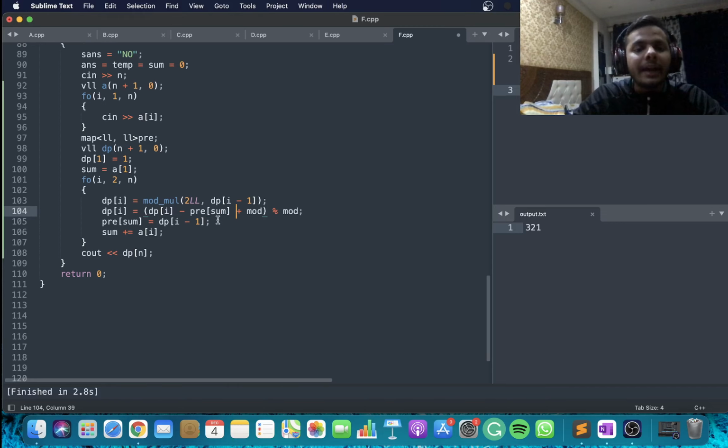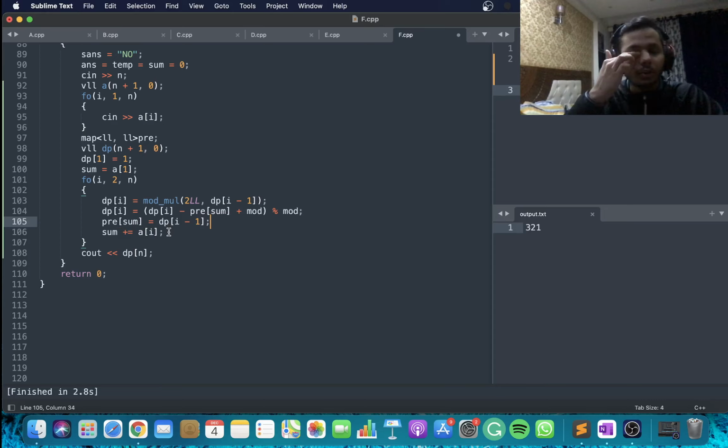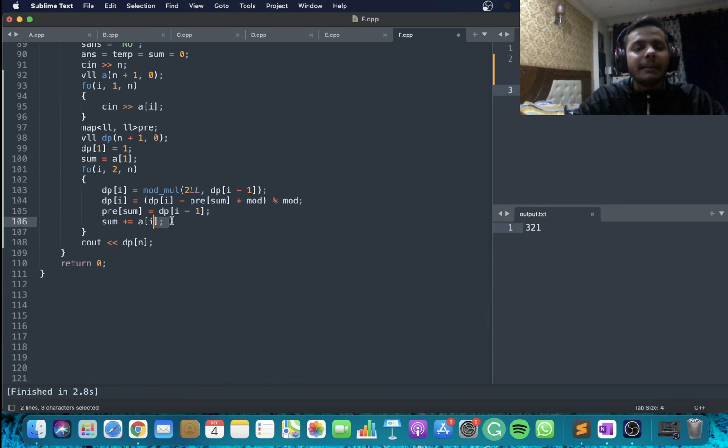And once I do that, I don't have to forget that I also have to keep this map updated. So I will do pre of sum is equal to dp of I minus 1, and then I will increment my sum. So this way I am always keeping this map updated, and using this I can easily find the value j for all the values I, and I can just subtract pre of sum from dp of I, and keep updating my sum and keep updating my map as well. And finally my answer is going to be dp of n.